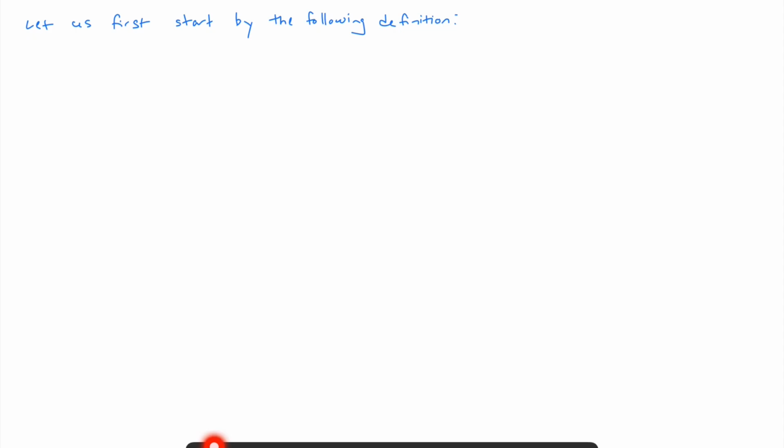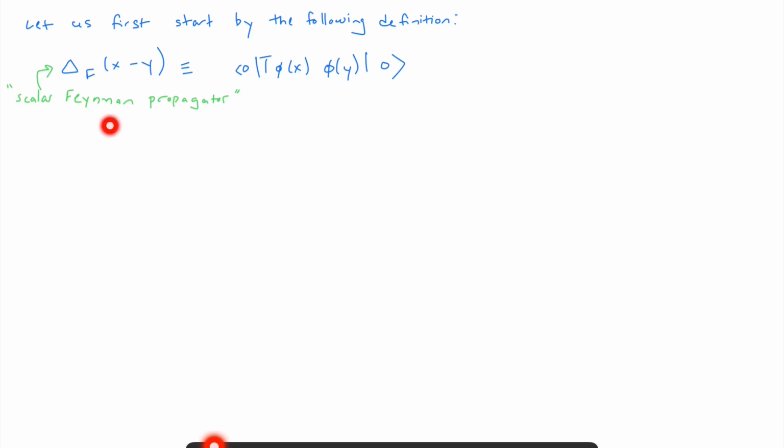But we're going to first start with the following definition. We're going to define this thing called delta sub F, which is called the scalar Feynman propagator. The Feynman propagator, and in this case, we're still just talking about scalar fields. We'll talk about that for spinors and things like that later on. But for now, this is the symbol of it, and it's a function that will shoot out a number, and it takes two inputs, but the two inputs are not actually real numbers. They're 4-vectors. So here's x, which is a 4-vector, and y, which is another 4-vector.